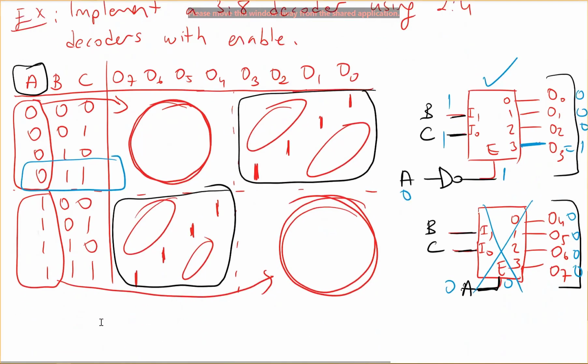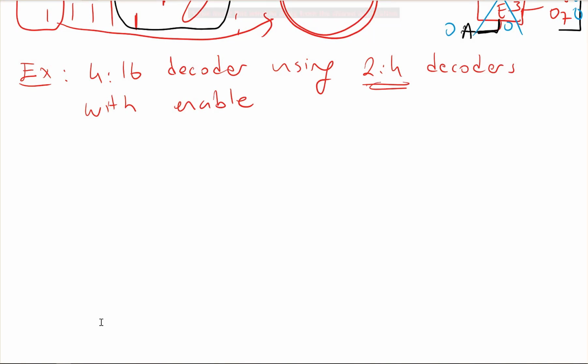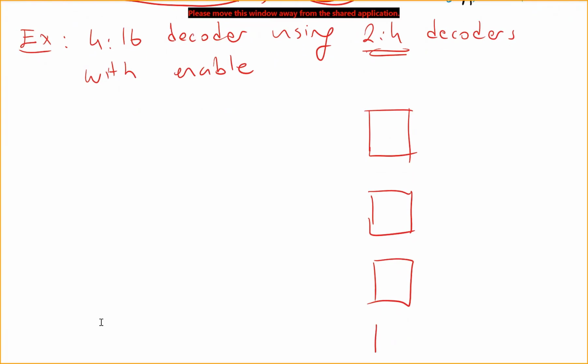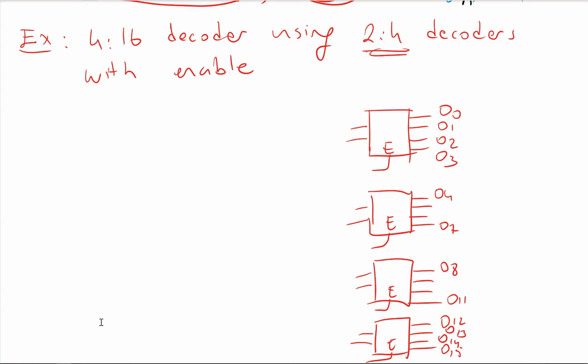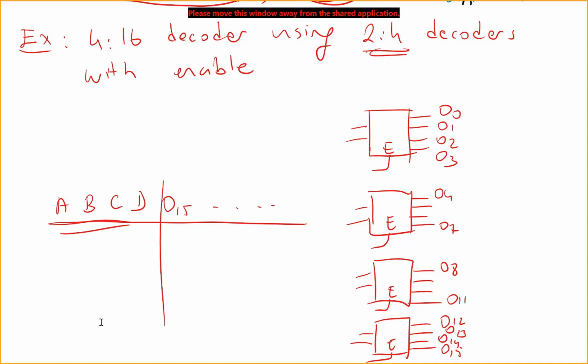Let's do one more example with these decoders with enable. In this case, we have only these 2 to 4 decoders with enable, and we need to implement a 4 to 16 decoder. So let's draw our decoders. I need to use at least four 2 to 4 decoders, and all of them have an enable here, and I have these outputs here, right? Let's say I have 4 inputs A, B, C and D. If you write the truth table for this, you will see this is output 15, this is output 0.